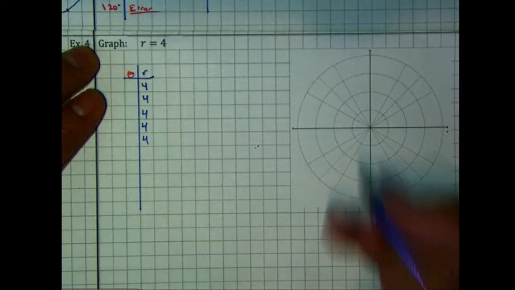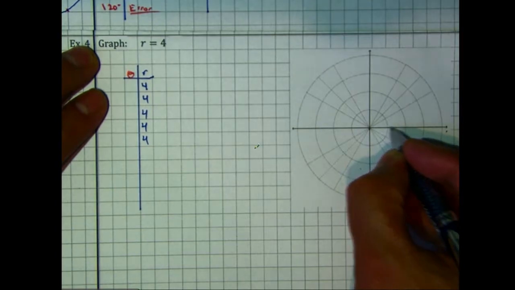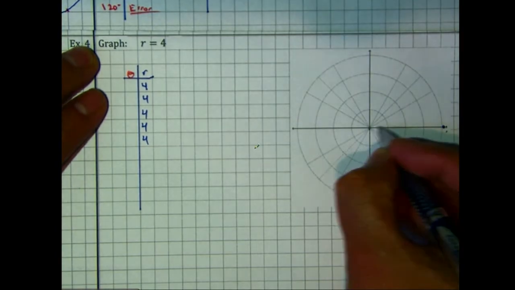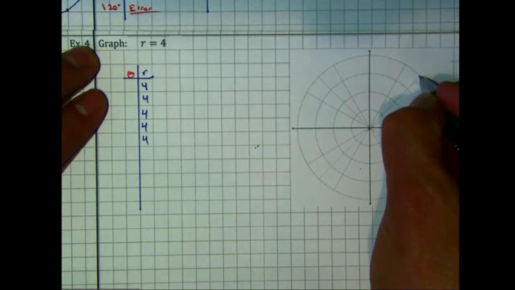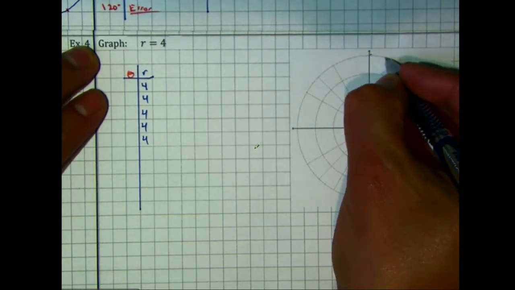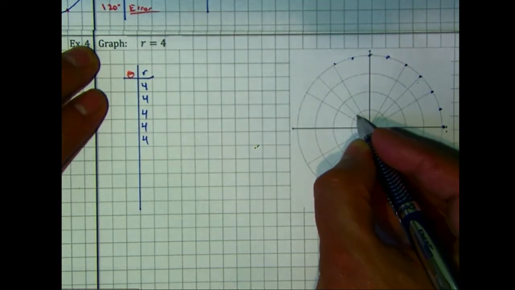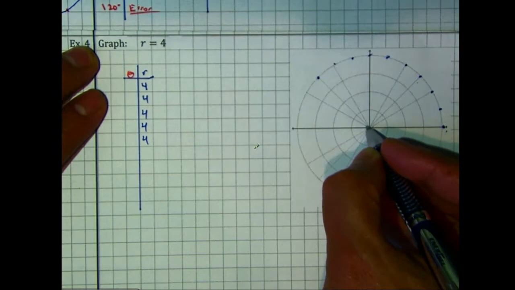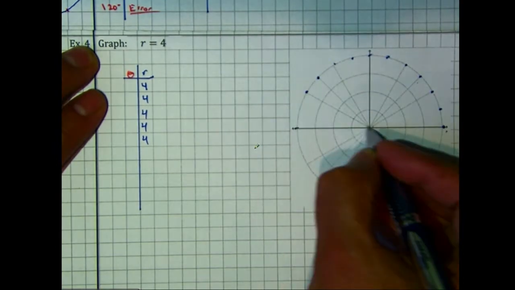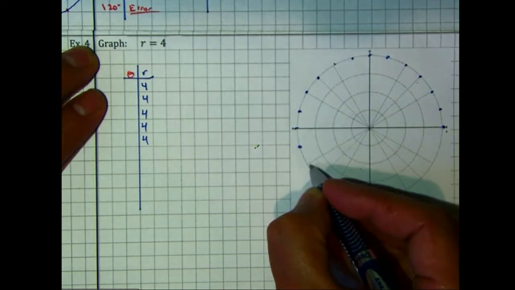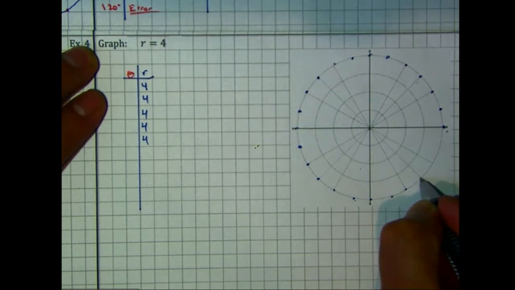So for 0 degrees, which is here, it is 1, 2, 3, 4. For 15 degrees, it's going to be 4. For 30, it's going to be 4. For every single degree, it's going to be 4. At 135, 1, 2, 3, 4. At 150, 1, 2, 3, 4. At 180, 4. 165 will be 4.